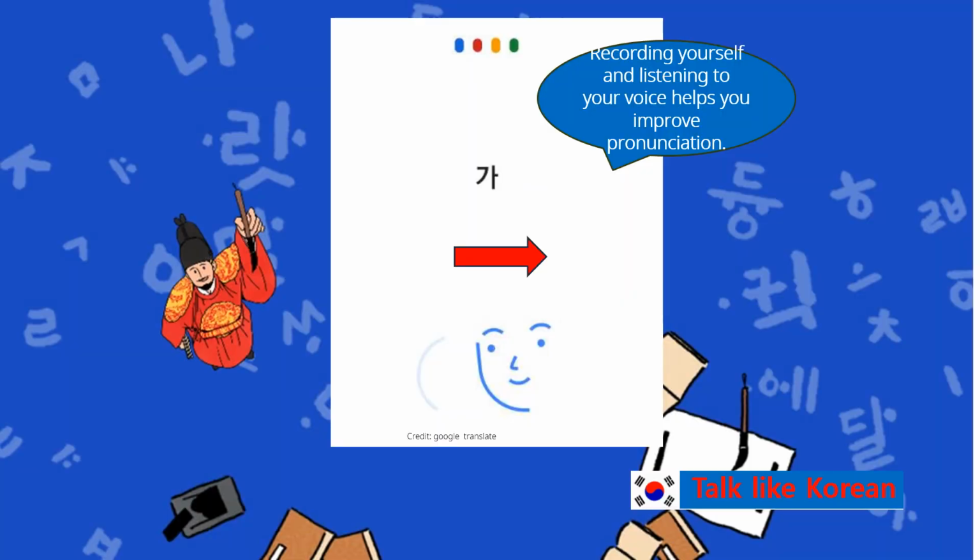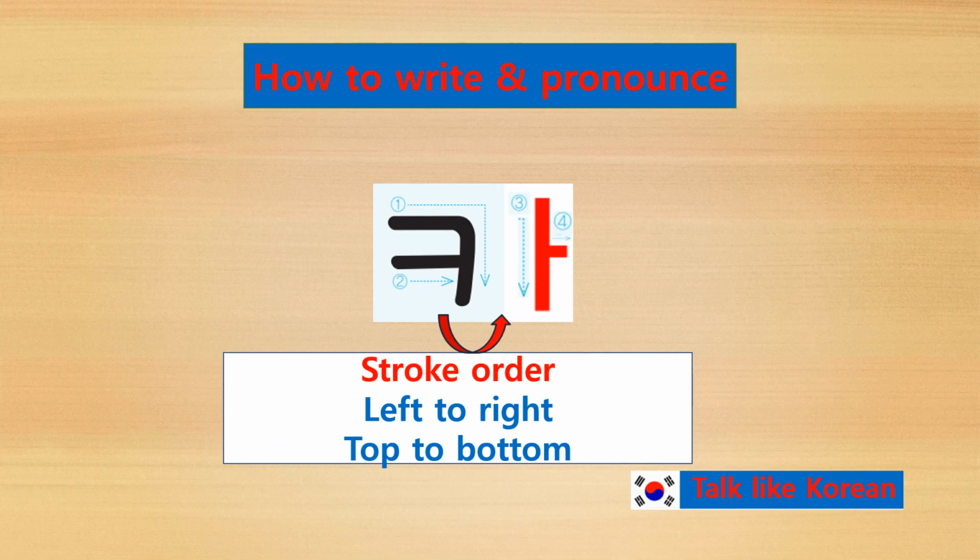And then I'm using Google Translate. When you pronounce ka, it shows how you pronounce it, and if they understand it, it will turn up ka. So recording yourself and listening to your voice helps you improve your pronunciation. Trust me. So ka, okay, stroke order, left to right, top to bottom, left to right.